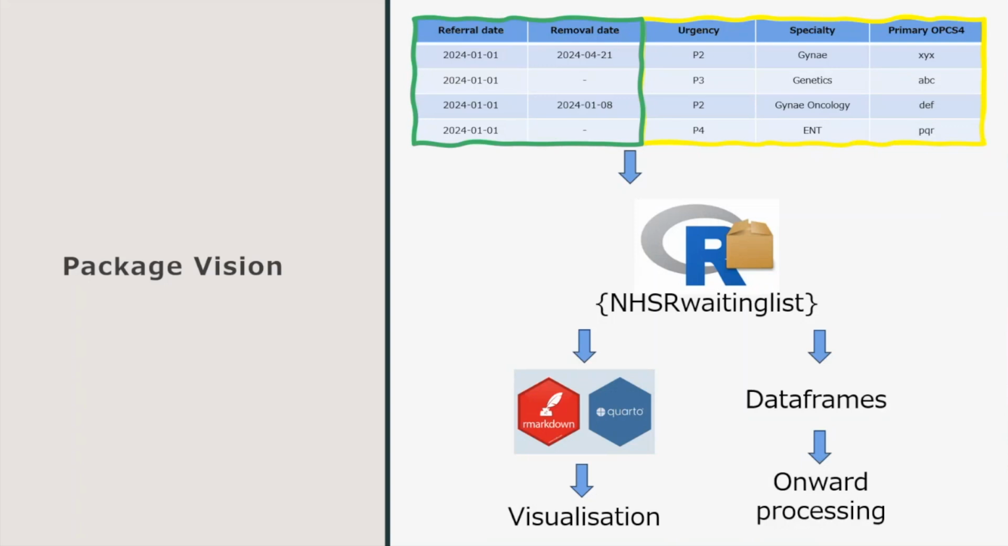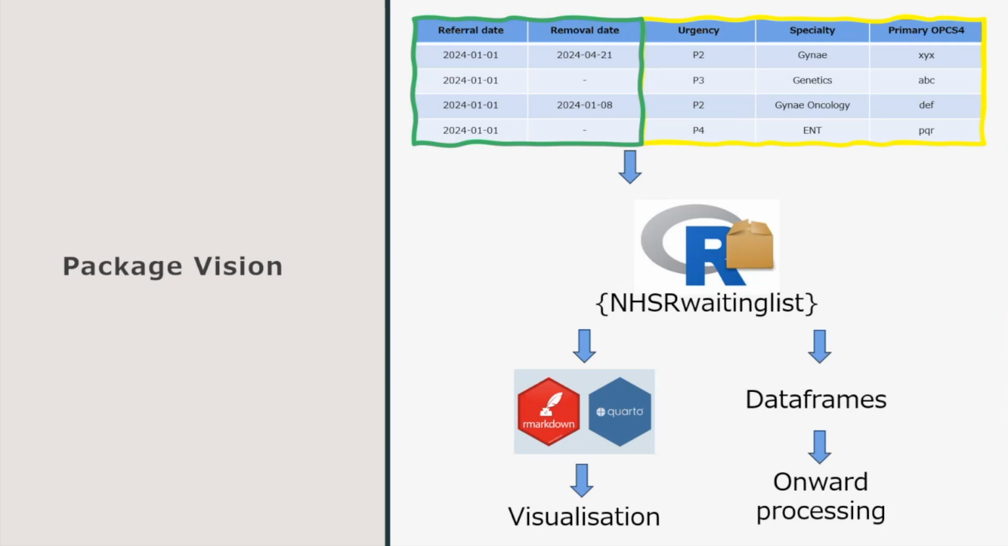Taking just those two columns of data, hopefully times tens of thousands, if not hundreds of thousands of rows, you can take that minimal data set and put it into the package. And from that, you should be able to get two outputs. One on the left is the visual output, so some nice reports that summarize where we're at and where your waiting lists are at. And then on the right-hand side, probably some data frames, which will come out of the package as well, so some tabular information that you can use for onward processing, or you can use to feed whatever other activity you've got that doesn't currently sit within the package. You can extract the computed information out and use it however you want to. So that's a really high level summary of what the package aims to do.